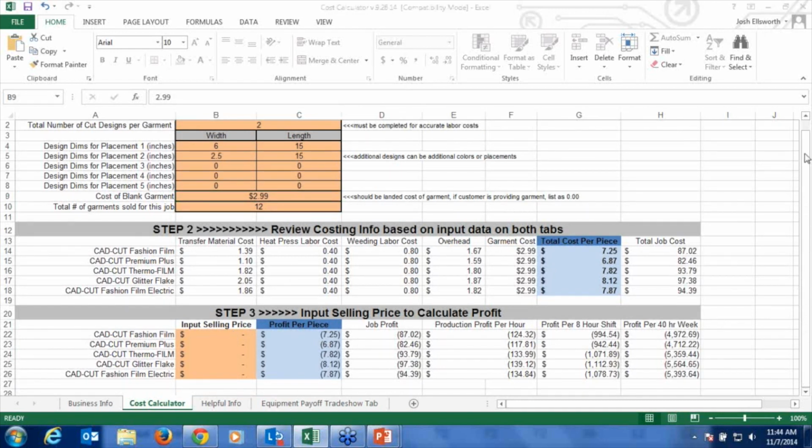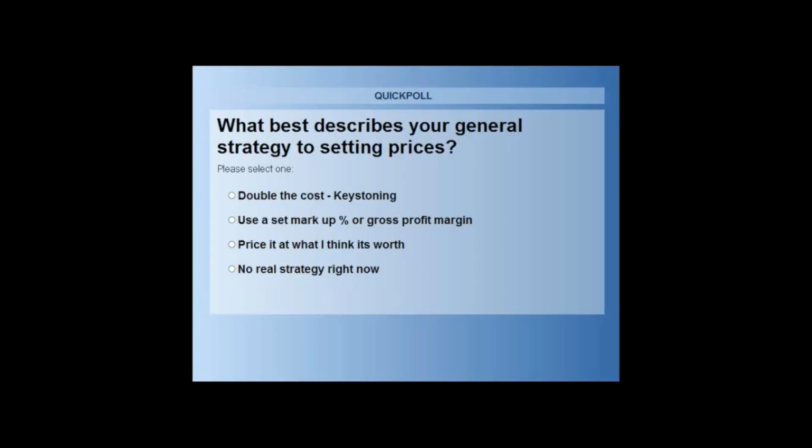Now the next step is inputting selling prices. So I want to launch another poll here. And I want to know, before we get into the section, put you on the spot, what describes your general strategy to setting prices? So read down through those. This may take a couple more seconds to respond.